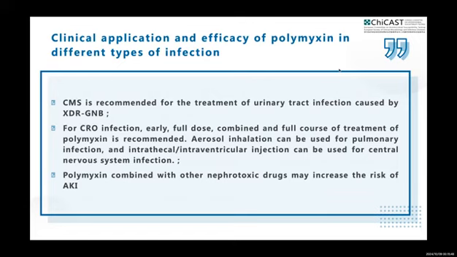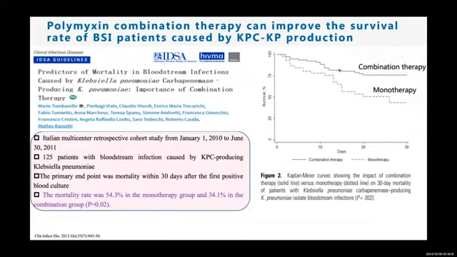CMS is recommended for the treatment of urinary tract infections caused by XDR gram-negative bacilli, and for CRO infection, early, full dose, combined and full course of treatment of polymyxin is recommended, and polymyxin combined with other nephrotoxic drugs may increase the risk of AKI. So from the large amount of clinical evidence, we can also see polymyxin combination therapy can improve the survival rate of BSI patients caused by KPC-producing Klebsiella pneumoniae isolates.